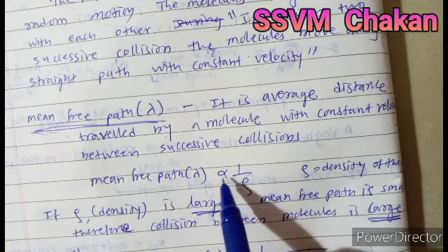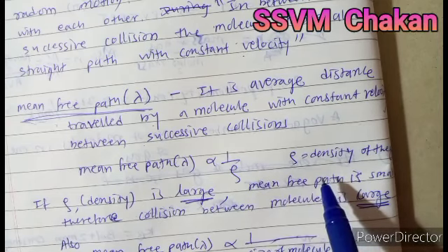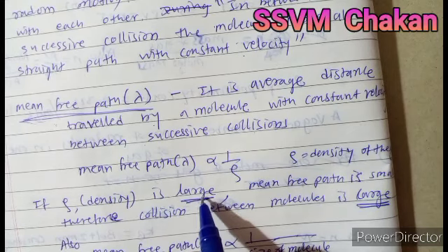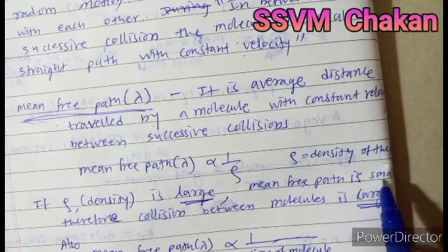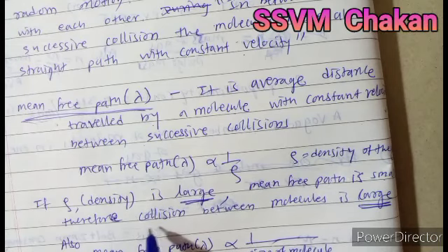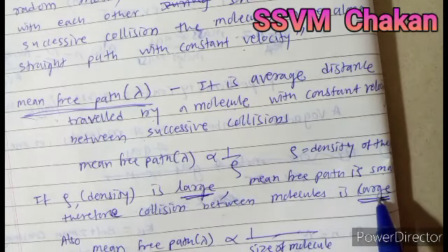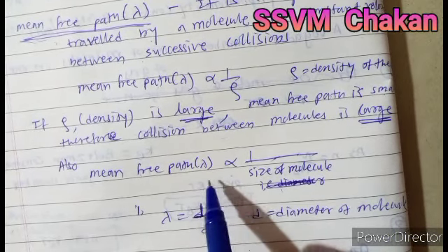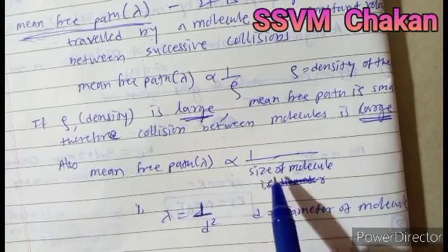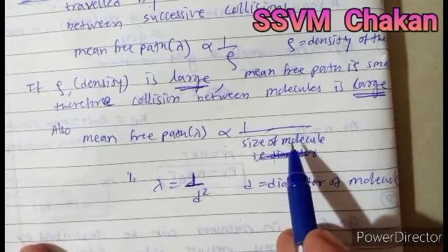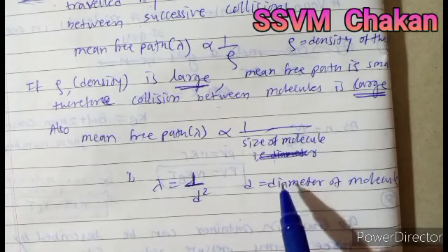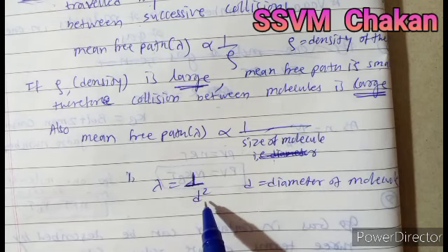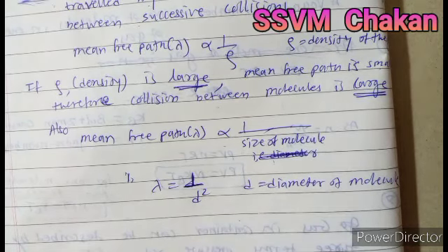This mean free path is inversely proportional to the density of the gas. If the density is large, then the mean free path is small. Therefore, collisions between the molecules are large. Mean free path is also inversely proportional to the size of the molecule. Generally, it depends upon the diameter of the molecules. That means mean free path is proportional to 1 upon the square of the diameter.